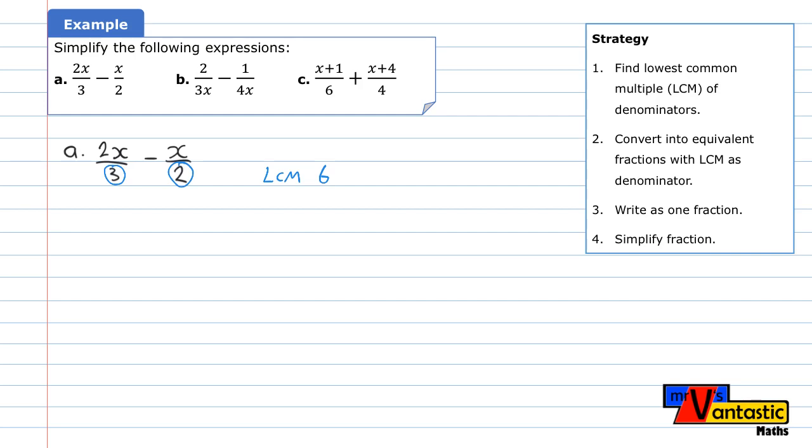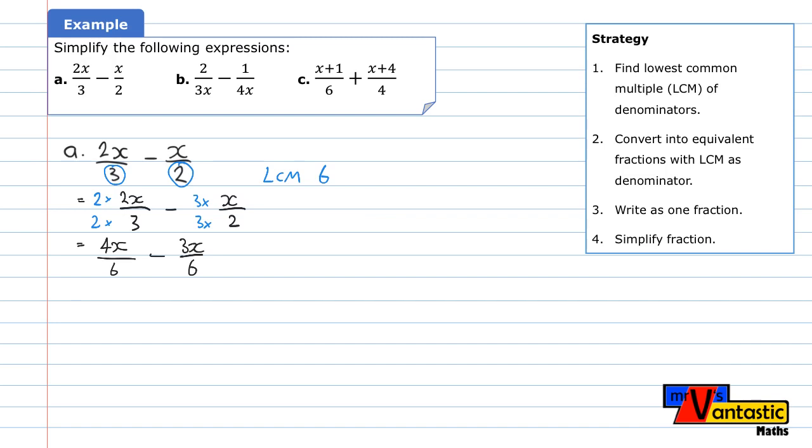Now to turn 3 into 6, we need to multiply both top and bottom by 2. So 2 times 2x and 2 times 3. And to change 2 into 6, we need to multiply by 3. So we're going to multiply both top and bottom by 3. So 2 times 2x is 4x over 6, minus 3 times x is 3x over 6.